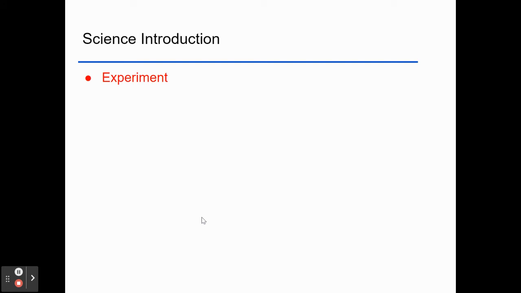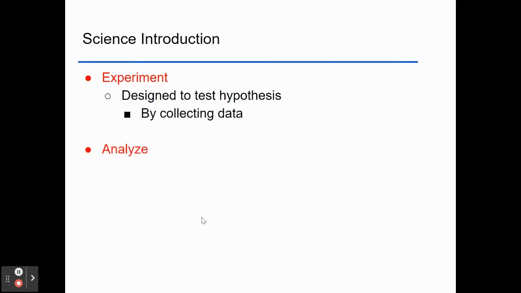And then we have our experiment, which is the fun part of science. This is what you designed to test your hypothesis. And we need to collect data for that. So the whole point of doing an experiment is to collect the data. And then the whole point of analyzing the experiment is to see what the data is actually telling us.